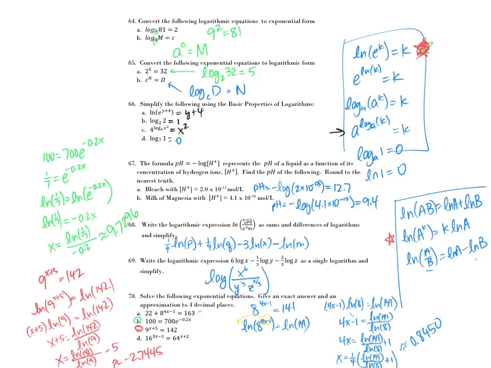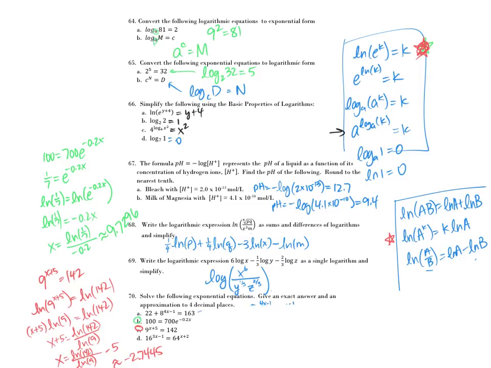Okay, so last one. Let me delete some of this, and we'll work it again. Okay, so I got 16 to the 3x minus 1 is equal to 64 to the x plus 2. Okay, so what I'm noticing is that 16 is a power of 4, and 64 is also a power of 4. What is 16? 16 is 4 squared. So that's 4 squared to the 3x minus 1.